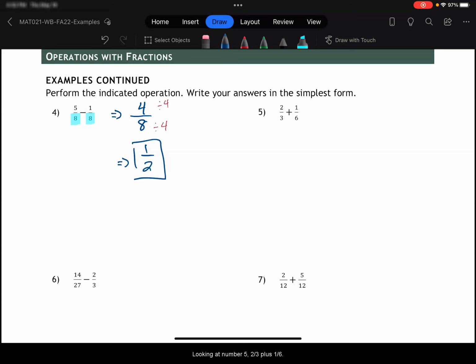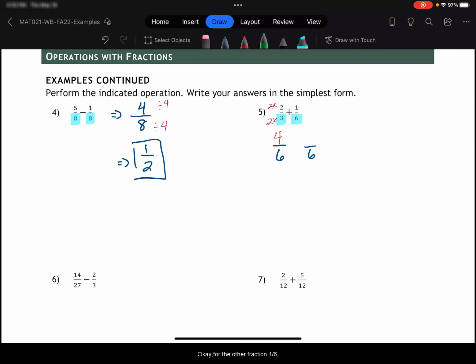Okay. Looking at number 5, 2/3 plus 1/6. Those are different denominators, so I'm going to have to rewrite them so they have the same denominator. For 3 and 6, our LCD would be 6. 6 is the smallest number that both of those go into. To get from 3 to 6, we had to multiply by 2. So if I have to do that to the denominator, then I have to do the same thing to the numerator. So 2 times 2 would give me 4 for my new numerator.